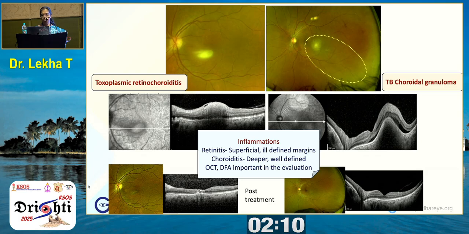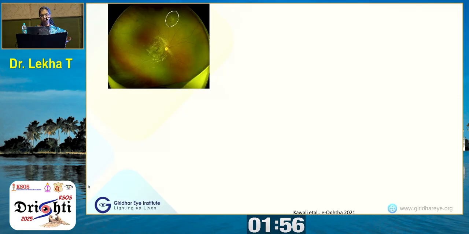So in inflammations, if it is more bright yellow, ill-defined and superficial, it is more likely retinitis, whereas if it is deeper, a little more dull yellow and well-defined, it's likely to be choroiditis. And definitely with OCT, it's not a big difficulty to differentiate the two.